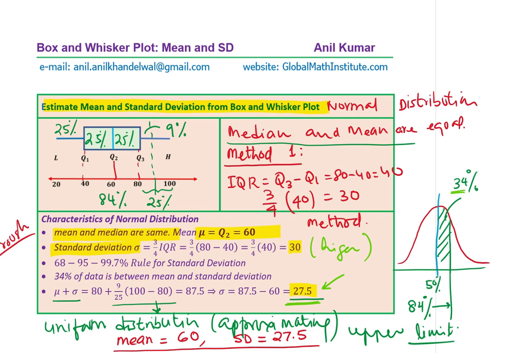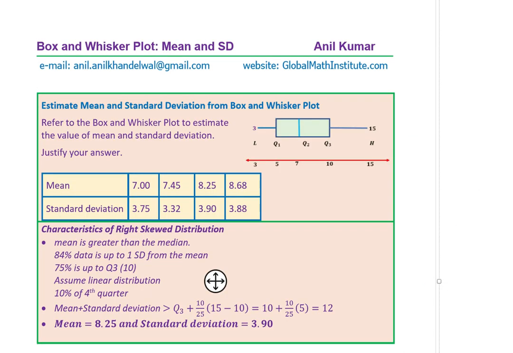Now, let's see what happens when we have the information which is right skewed. So here we have another box and whisker plot, second case, in which we are considering the right skewed distribution.